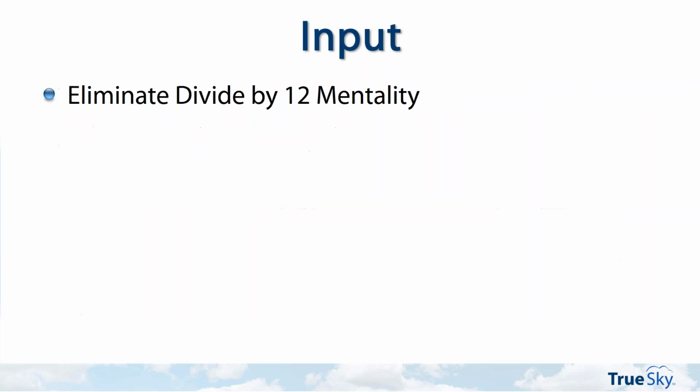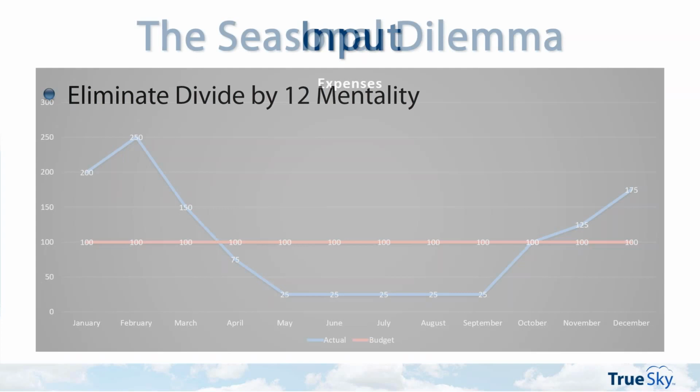Okay, first and foremost, beat out of your people the divide by 12 mentality. And that's where, even though you're asking them to forecast for the next 12 months, they take a number that they think they're going to hit and divide it by 12. And I'm going to tell you why that is a really bad way to go. And I'm going to call it the seasonal dilemma.